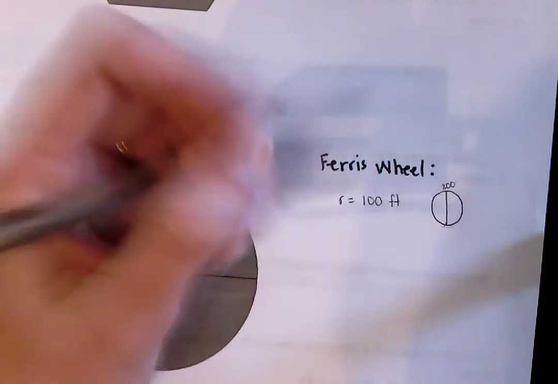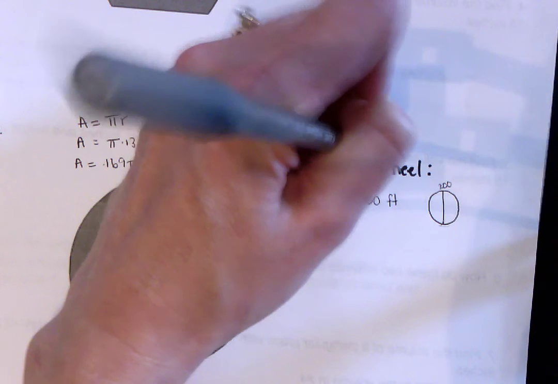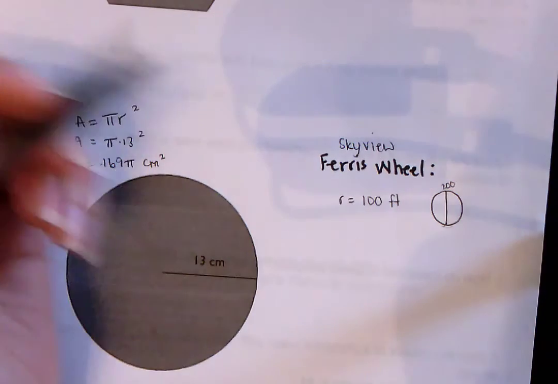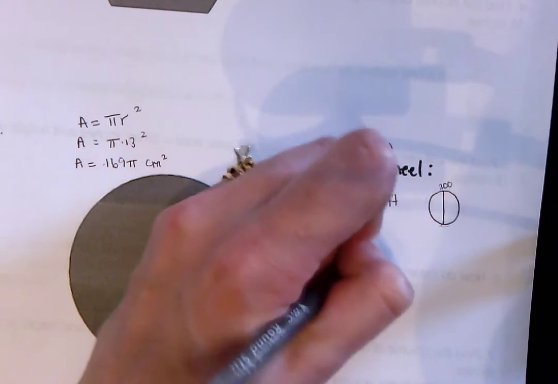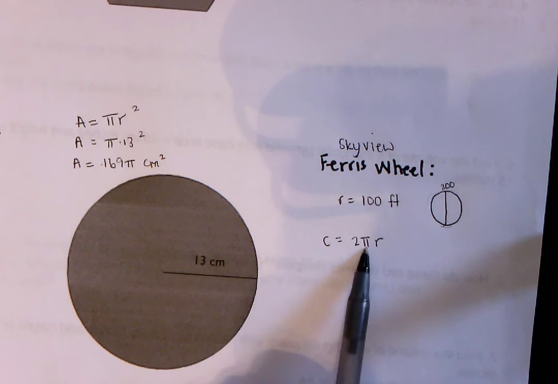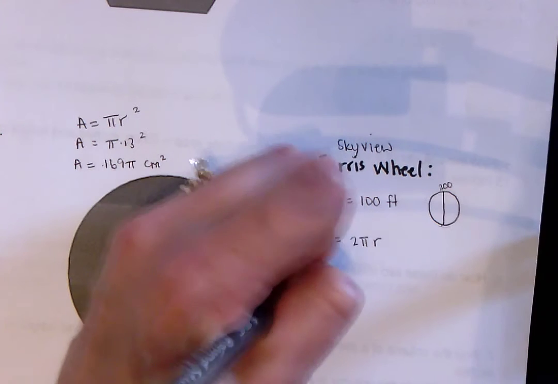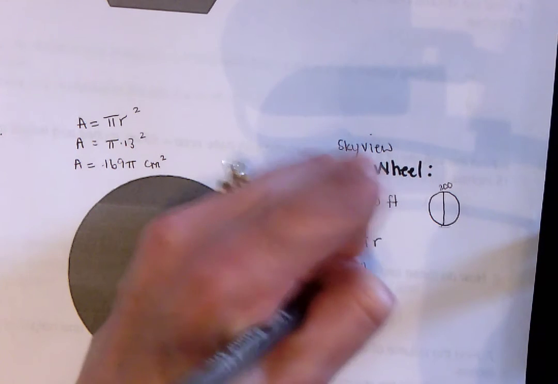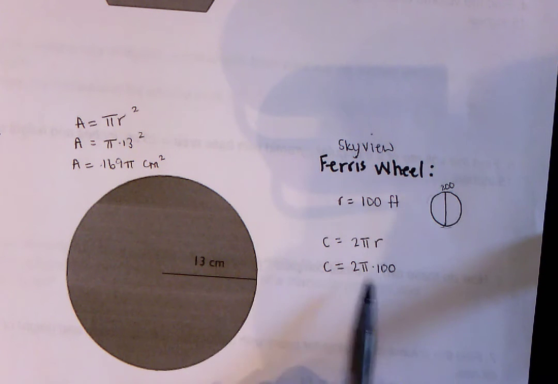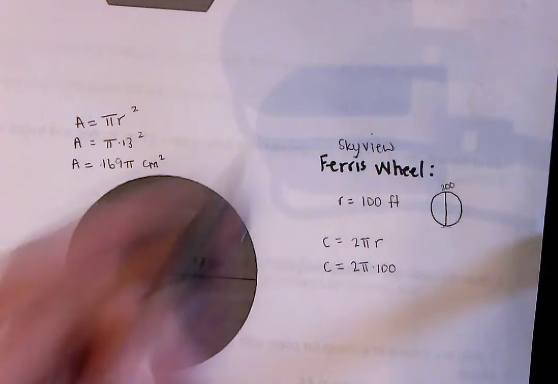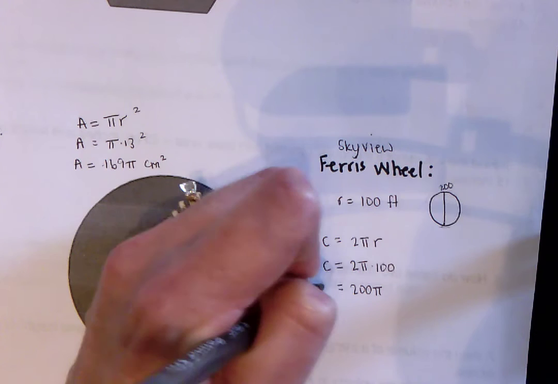So for this particular thing, for the sky view Ferris wheel, we have circumference equals 2 pi r. All right, so 2 times pi times the radius. So again, circumference, we just fill in the r, so it's 2 pi times 100, remember the radius is 100. And so that's 200 times pi. So 200 pi is what we would normally write it as.